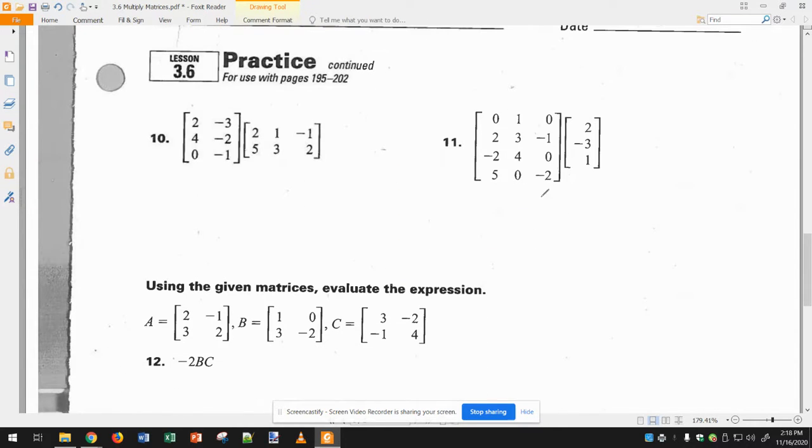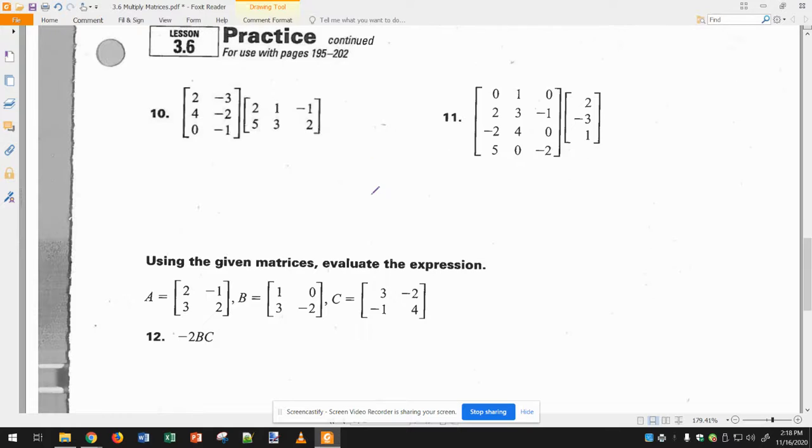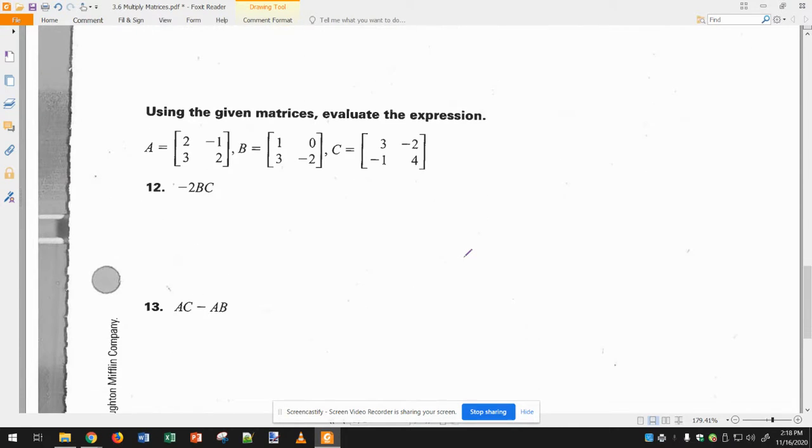Okay, now these are all the same. Let's go ahead and we can skip these. And let's see what's going on here. Using the given matrices, evaluate the expression. So this negative 2BC means use this B and this C. So you're going to have to do negative 2, and then B is 1, 0, 3, negative 2, and then C is 3, negative 2, negative 1, 4.